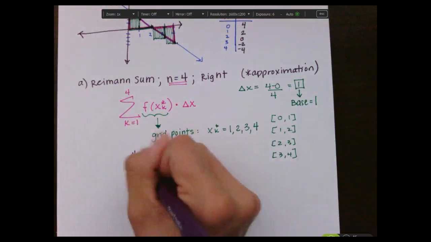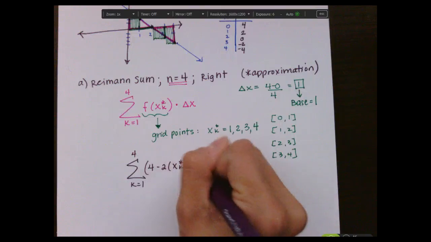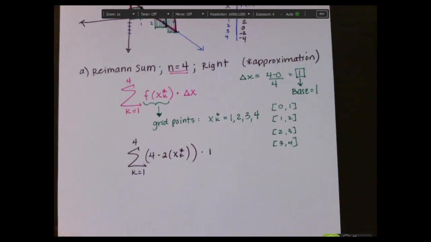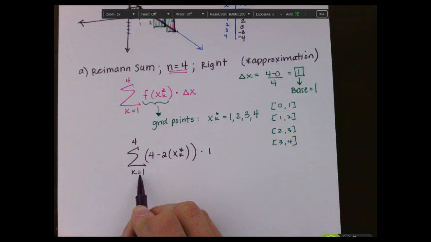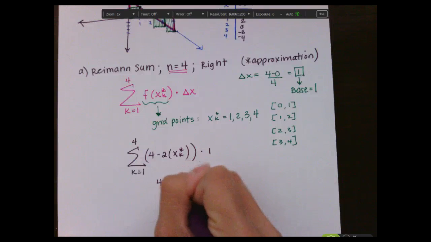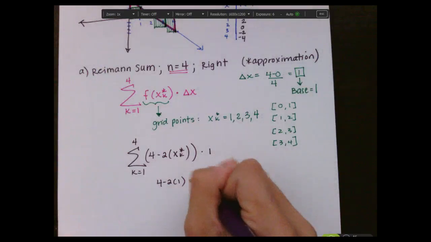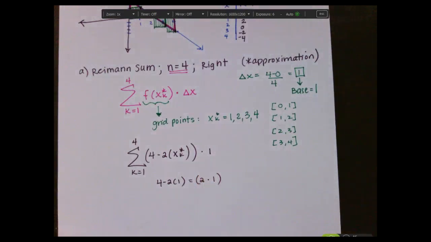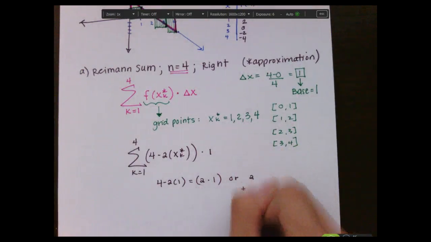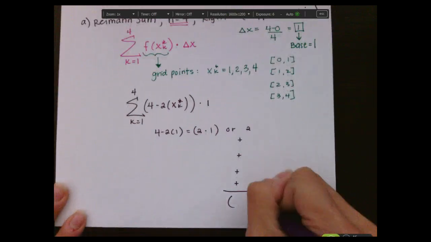So the f function here is 4 minus 2x. And my delta x we calculated to be 1. So let's run through. If we let k equal 1, which is our first grid point, plug 1 in here, and we find the height of that rectangle to be 2. Take 2 and multiply it by 1. Or add up all of the heights first and then take that answer and multiply it by a base of 1.